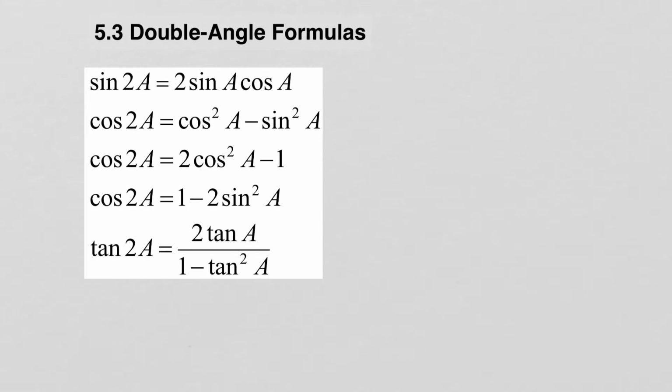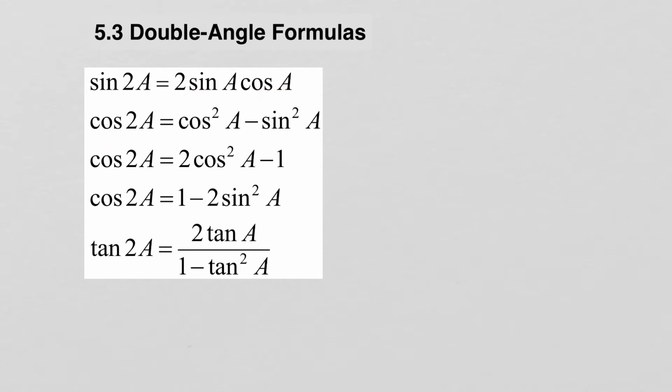In section 5.3, we look at double angle formulas. Now, I have all the double angle formulas here on the screen, and I'm going to prove all of them in just a minute. But this says that the sine of 2 times an angle A is 2 times the sine of A times the cosine of A.